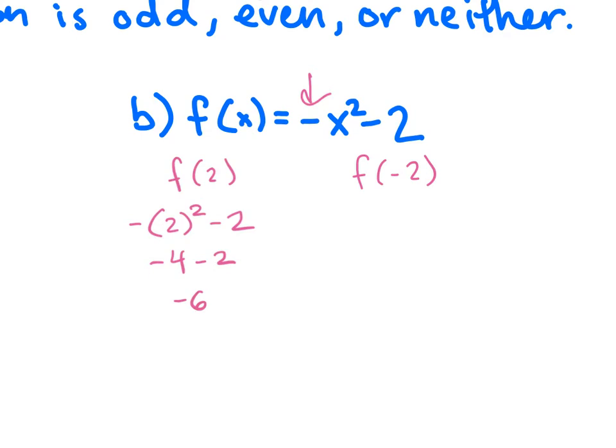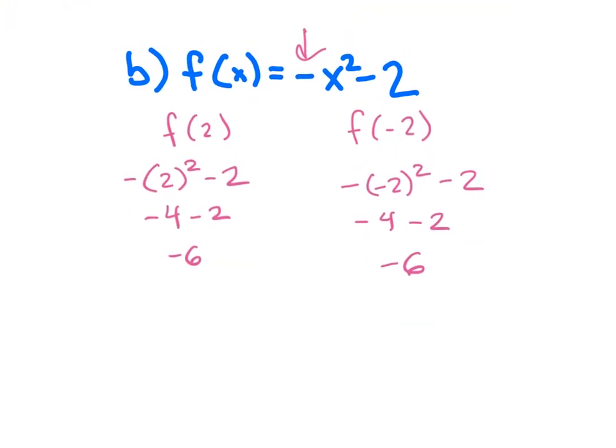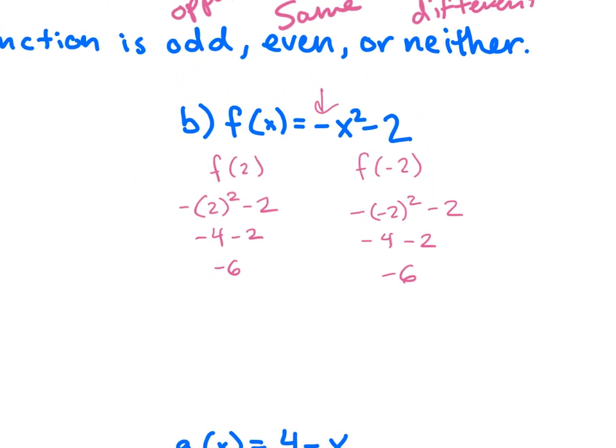When I plug in negative 2, I have negative 2 squared minus 2. Negative 2 squared would be 4, and then we keep that negative on the outside. Negative 4 minus 2 is negative 6. So we get negative 6 for both of them. Is this even, odd, or neither? Even.